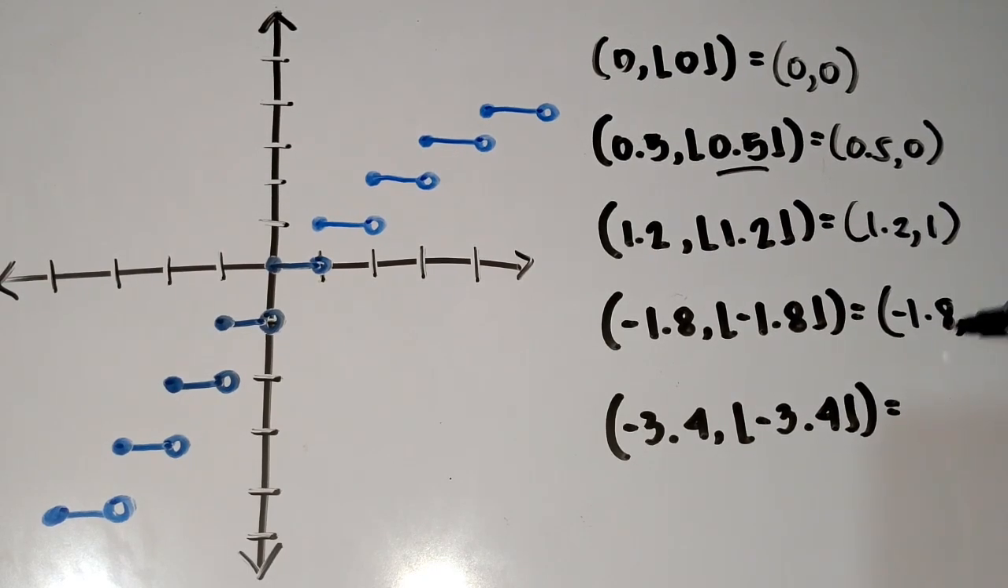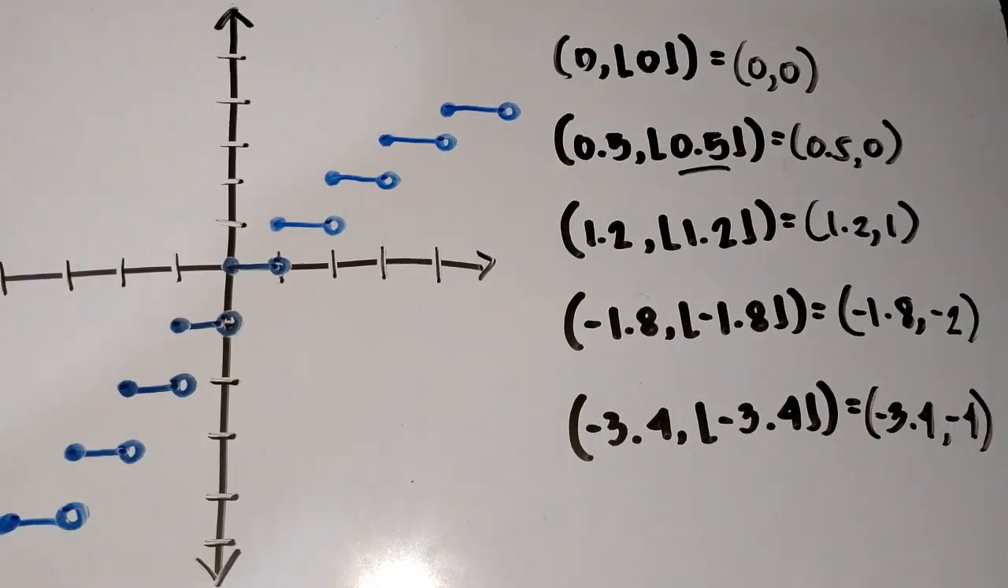How about the greatest integer function of negative 1.8? Correct. Negative 2. Now we have negative 1.8 and negative 2. How about negative 3.4? Correct. Now the greatest integer function of negative 3.4 is negative 4. Now, we have these pairs already. Now we can plot them.